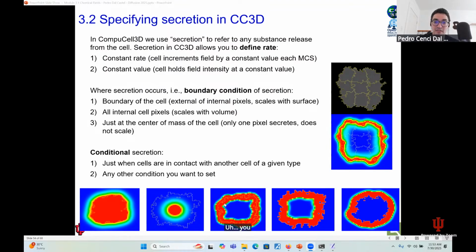You can let only the borders of the cell secrete. And you can also choose if you want to secrete on the outer pixels outside the cell or on the inner pixels inside the cell. So these are two snapshots here. In the fourth case, the cell is secreting inside. I froze the cell and set the diffusion to 0 on medium pixels. And here's the other way around. I froze the cell, set diffusion to 0 inside the cell, and secreted on the outer pixels.